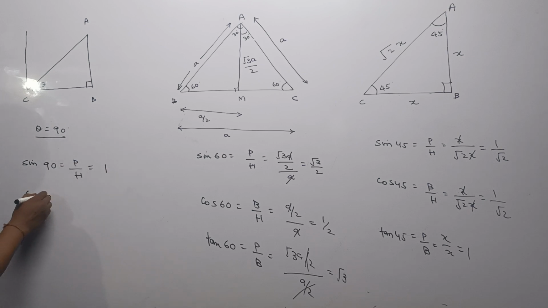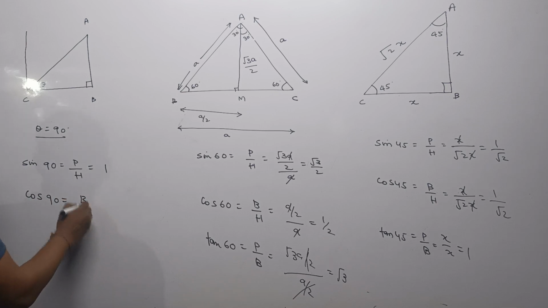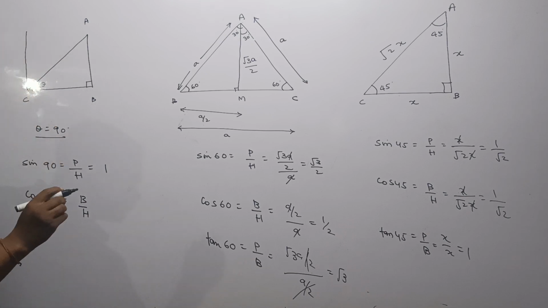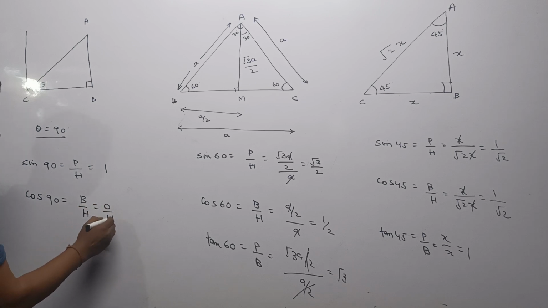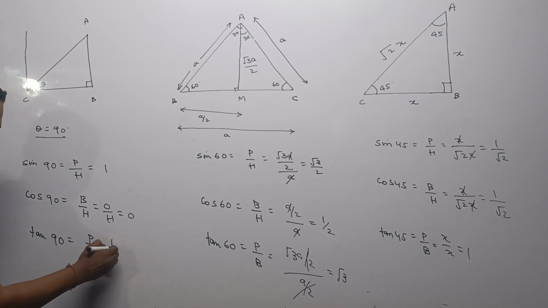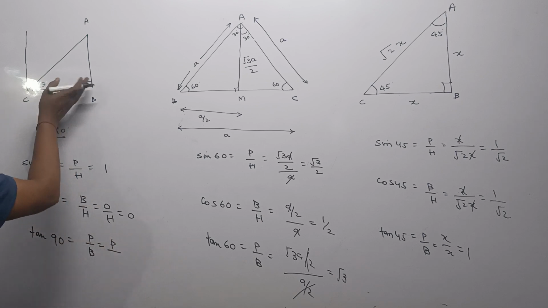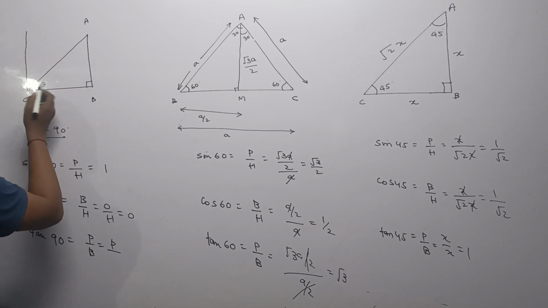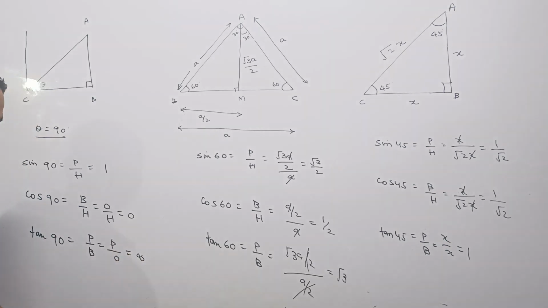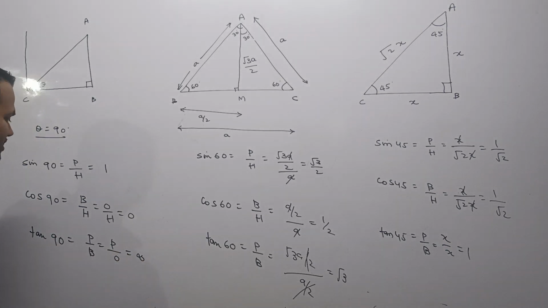Similarly, if we try to find out the value of cos 90 degree, it will be equal to b by h. If we have taken this point to this point, definitely base has become 0. Base has become 0. 0 by anything will give me 0. That's why the value of cos 90 comes out to be 0. Similarly, if we try to find out the value of tan 90, it will be equal to p by b. P has definitely some value, but since base has become 0, it will result into infinite. That's why tan 90 will have the value of infinite.